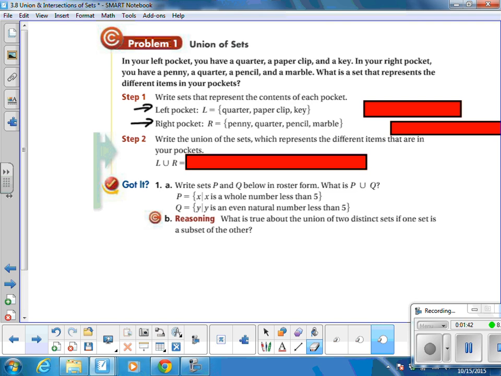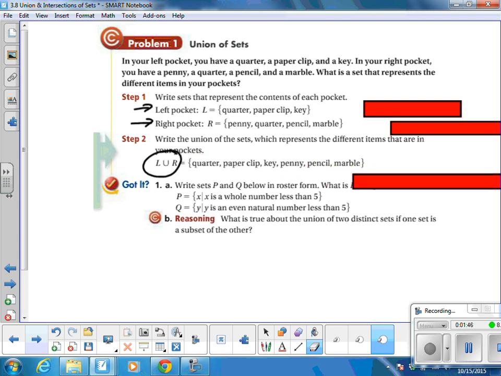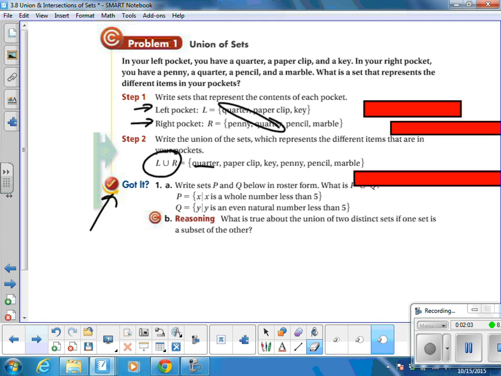But if you're looking at the union of your left pocket and your right pocket, we put it all together: a quarter, paperclip, key, penny, pencil, and a marble. Now notice that a quarter is in both of them, but we only indicate it once. We don't want to indicate something twice when there is that overlap. You just want to say it once. I'm going to have you try yourself. So go ahead and press pause, and let's see how you did.